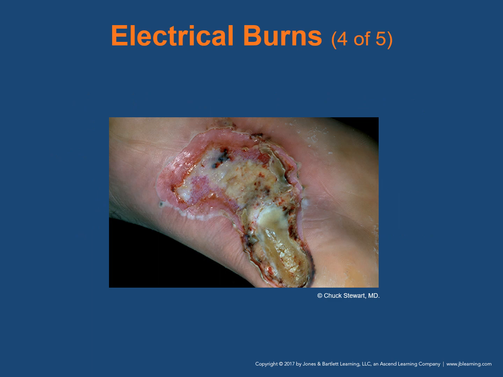Here's an example of an electrical burn. They're pretty horrific, but this is what they look like.